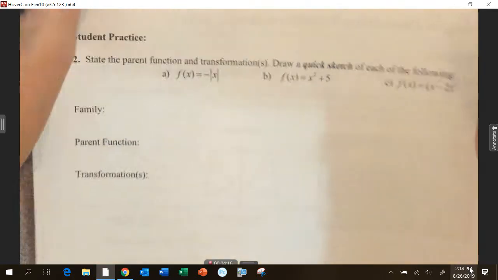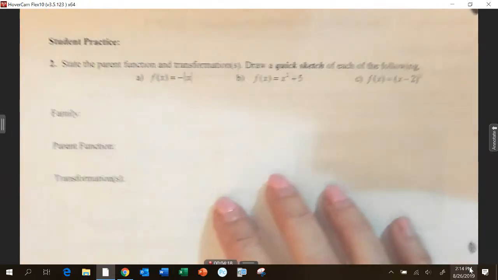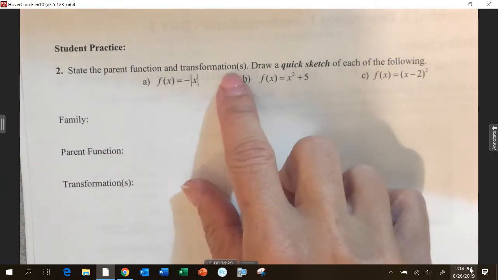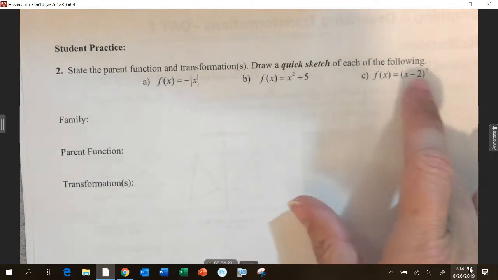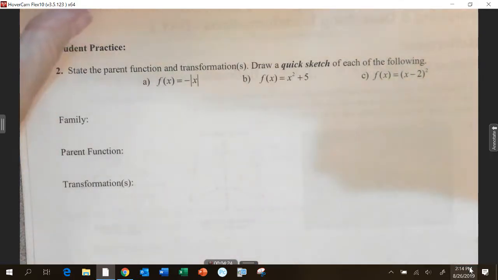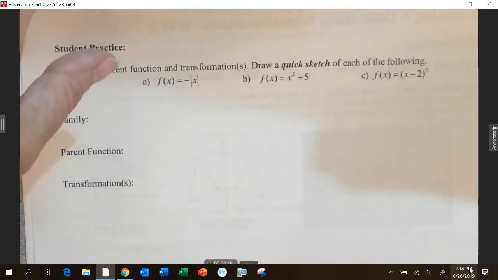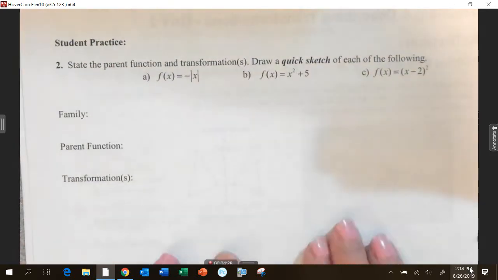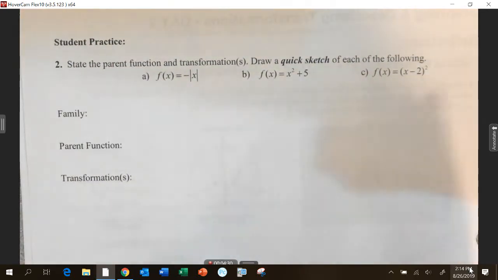Okay. The next, the student practice, it says we're going to state the parent function and transformation, and then we're going to draw a quick sketch of each of the following. The quick sketch is actually on the next page because it didn't print correctly, but I'm going to just put it on this page. So there's like 3 graphs on the next page. We're just going to put them on this page because it messed up.